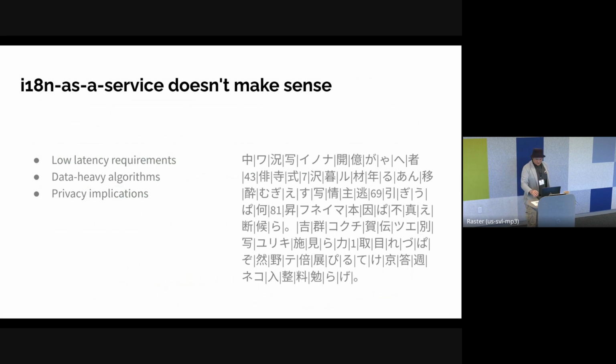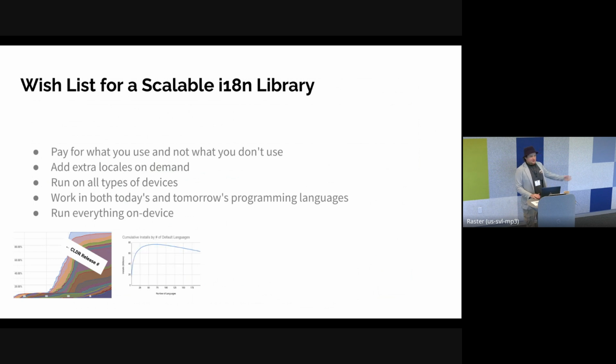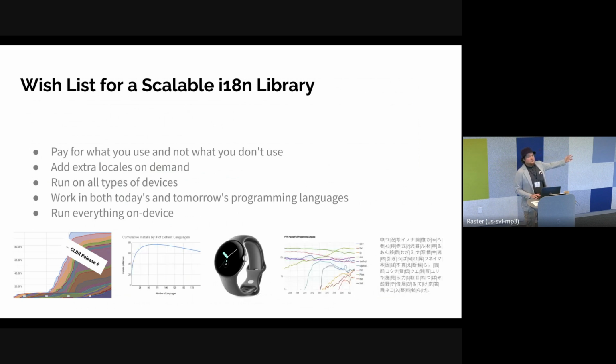So the wish list for a scalable i18n library is all of these things. You want to pay for what you use, not for what you don't use. You want to be able to add extra locales on demand. You want to be able to run on all these different types of devices. You want to work in both today's and tomorrow's programming languages, and you want to run everything on device. So this is the wish list that we focused on when we started building ICU4X.